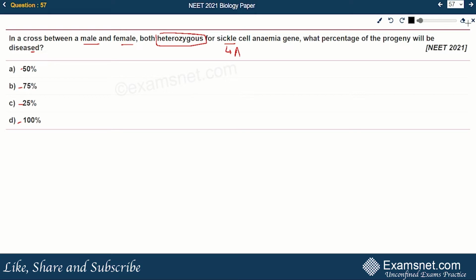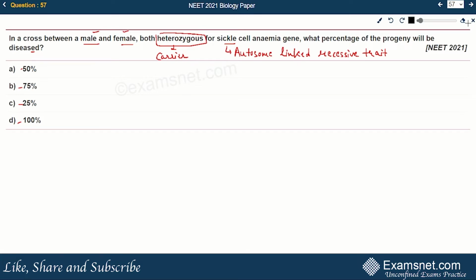Just remember that sickle cell anemia is an autosome linked recessive trait. The disease is transmitted from parents to offsprings only when both the partners are carrier for the gene. So here, according to this question, the male and female both are carrier for the gene. That means both are heterozygous.